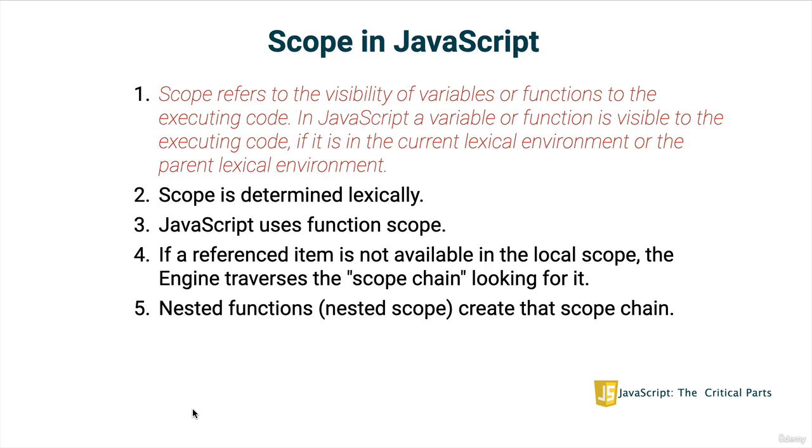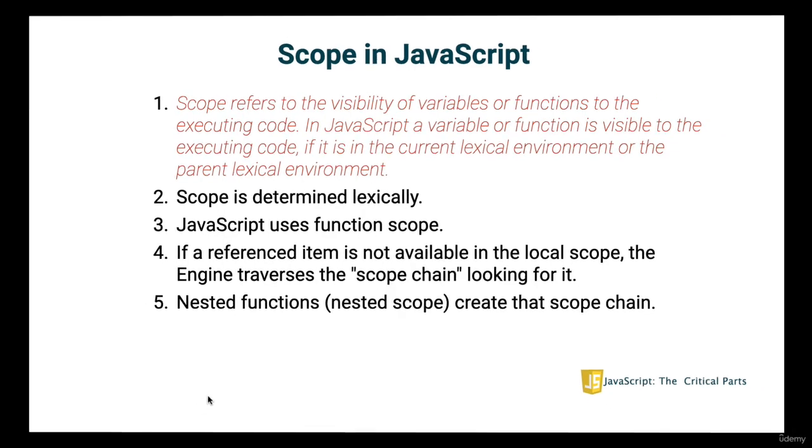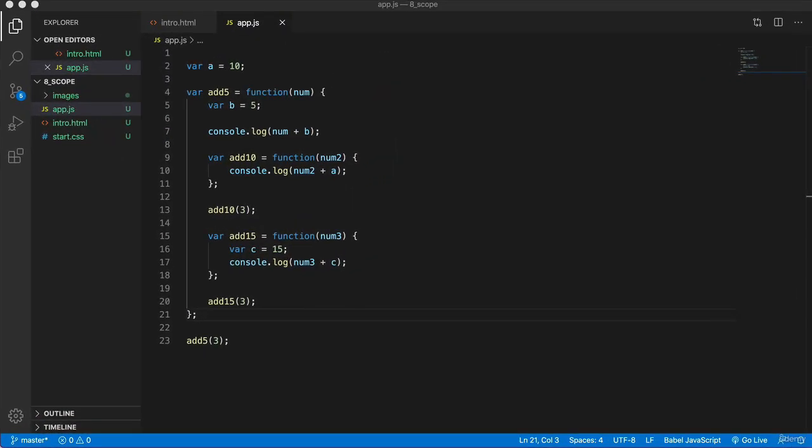All right, now to illustrate this, we need to look at some code. Now, I've used this code to illustrate scope a few different times. So let's take a look at it, and then we will walk through it. Now, as you can see, we have a variable defined at the top. We then have a function defined. Inside of that function, this is important, we're talking lexically now. Inside of that function, we have a variable. We have another function, add 10. We have another function, add 15.